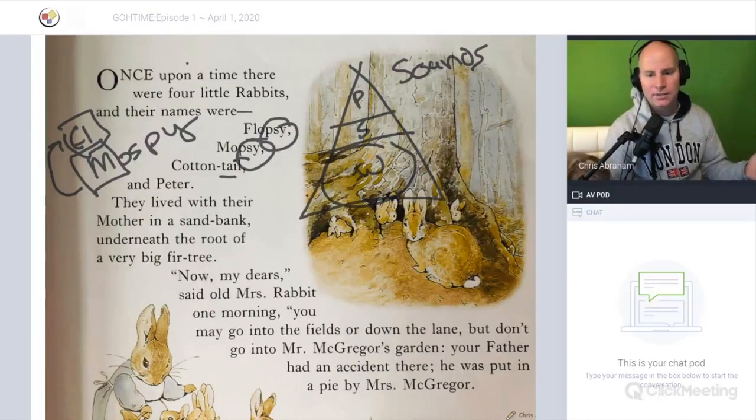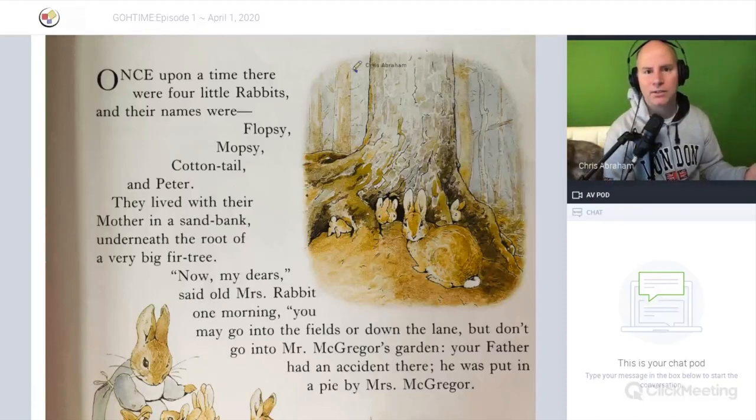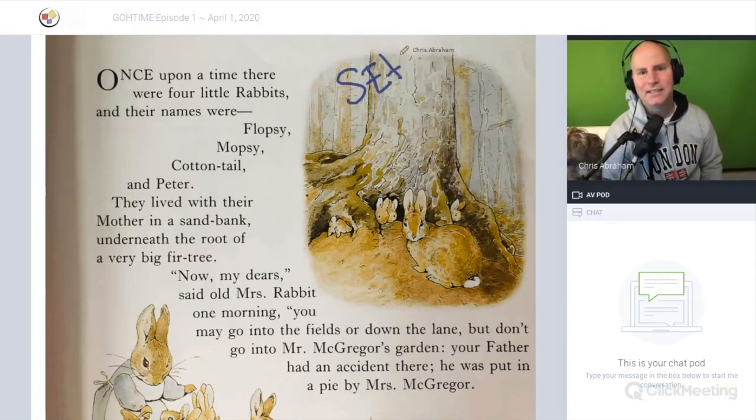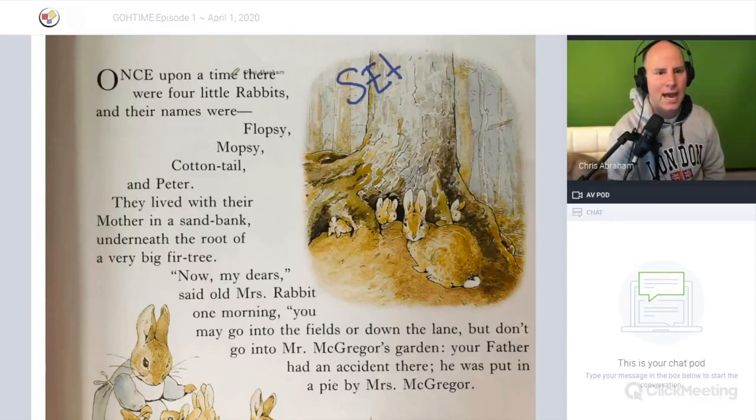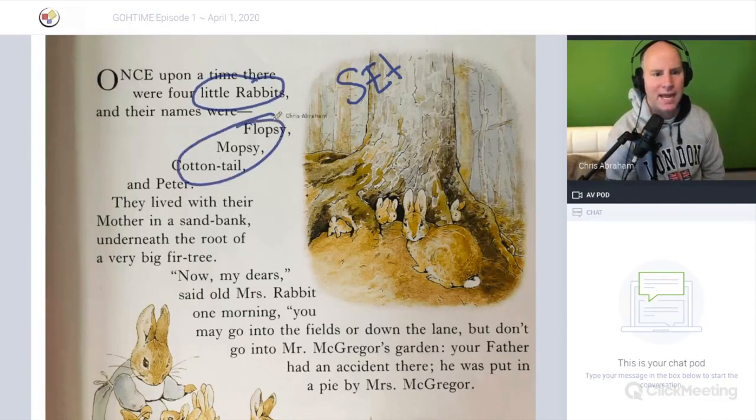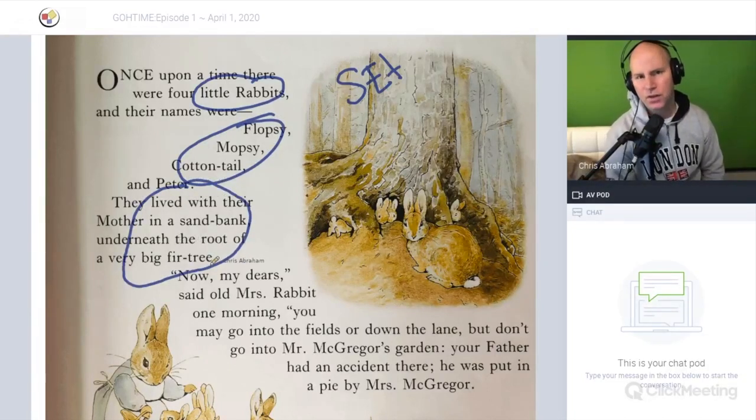I'm almost done. This narrative text right here, and in this narrative text, I'll clear it off. We have story elements. For example, story elements are like a setting. Does this have a clear-cut setting? Is there a setting here? Well, we have the four little rabbits. We have their names. We have where does the story take place? Underneath the root of a very big fir tree. We have a setting.